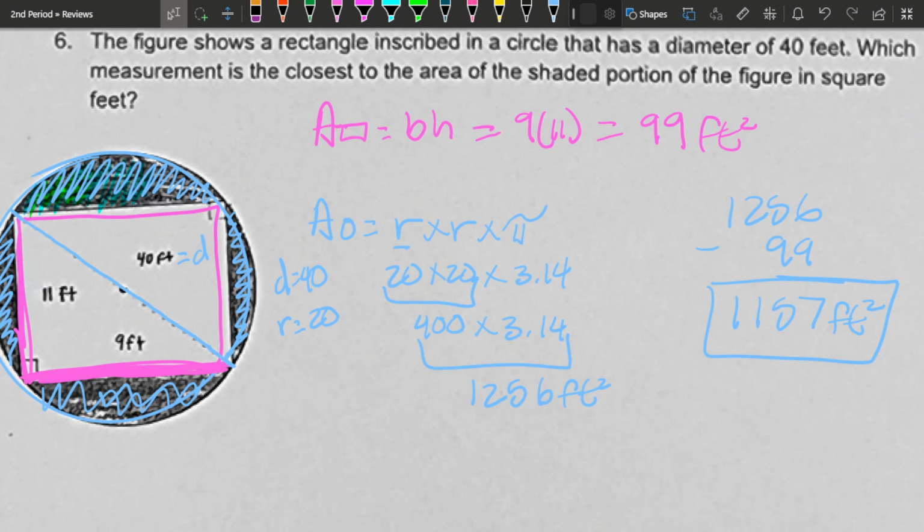Remember, for the circle you need the radius. They give you the diameter. So take half of the diameter and you get the radius. Any questions on this one? All right, let's move on to the last one.